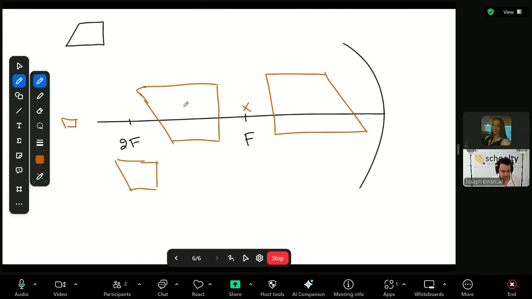Okay, so here is bigger, mirrored, virtual, upright. Here inverted, bigger, inverted, bigger, real. This is not real, this is virtual, this is real. Here's the same size, real, inverted, and here's smaller, real, inverted.